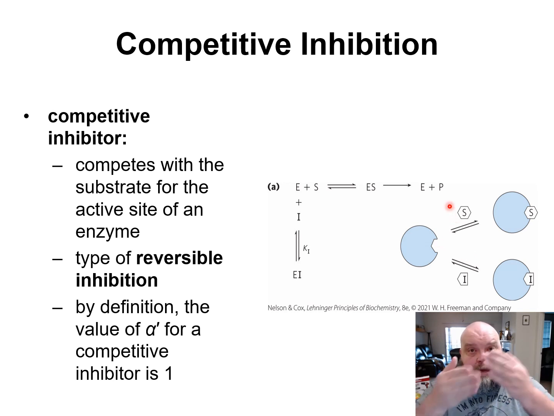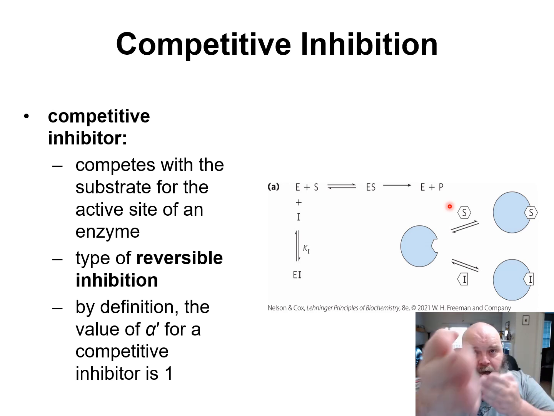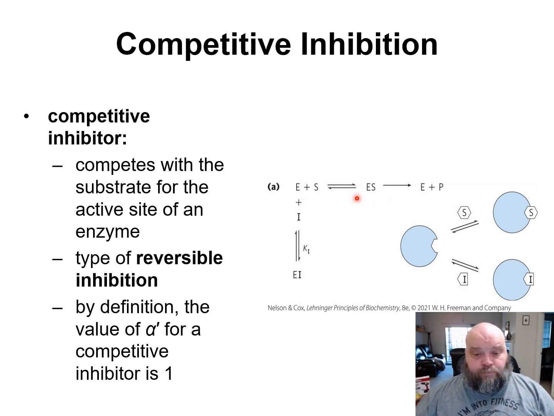Well, now you have a competition. Who's going to get back in first? I or S? This is a type of reversible inhibition, because at no point in time is the enzyme perturbed.